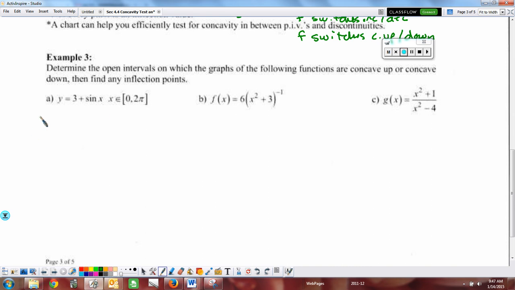But we're going to do this using calculus. So we're going to find y prime, which, the derivative of sine, is cosine of x. And then we're going to find y double prime. The derivative of cosine is negative sine of x.